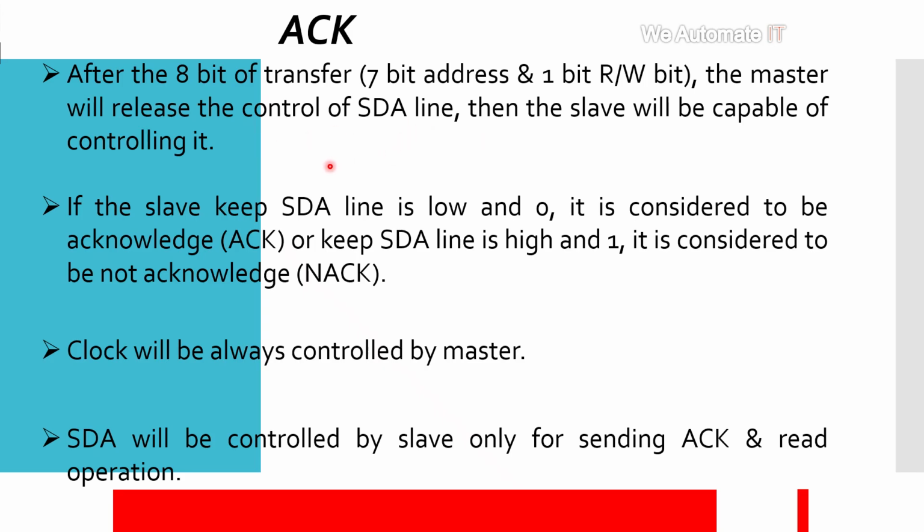Then, if the slave keeps the SDA line low, that is 0, it is considered acknowledged, and if it keeps the SDA line high, that is 1, it is considered not acknowledged, a NACK. So when it is 0, it is low and acknowledged. If it is 1, it is high and acknowledged as NACK, meaning the data is not processed or the response is not given properly.